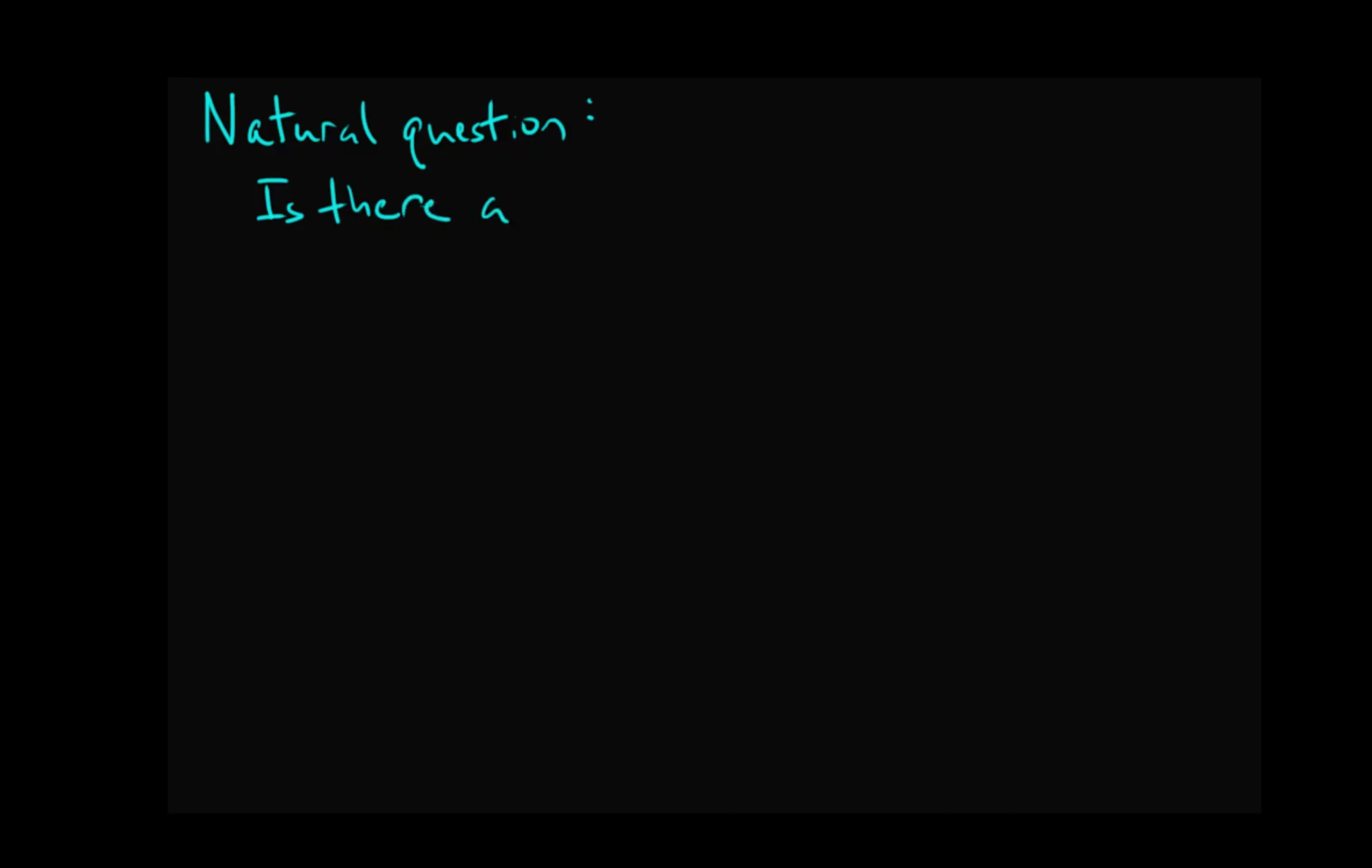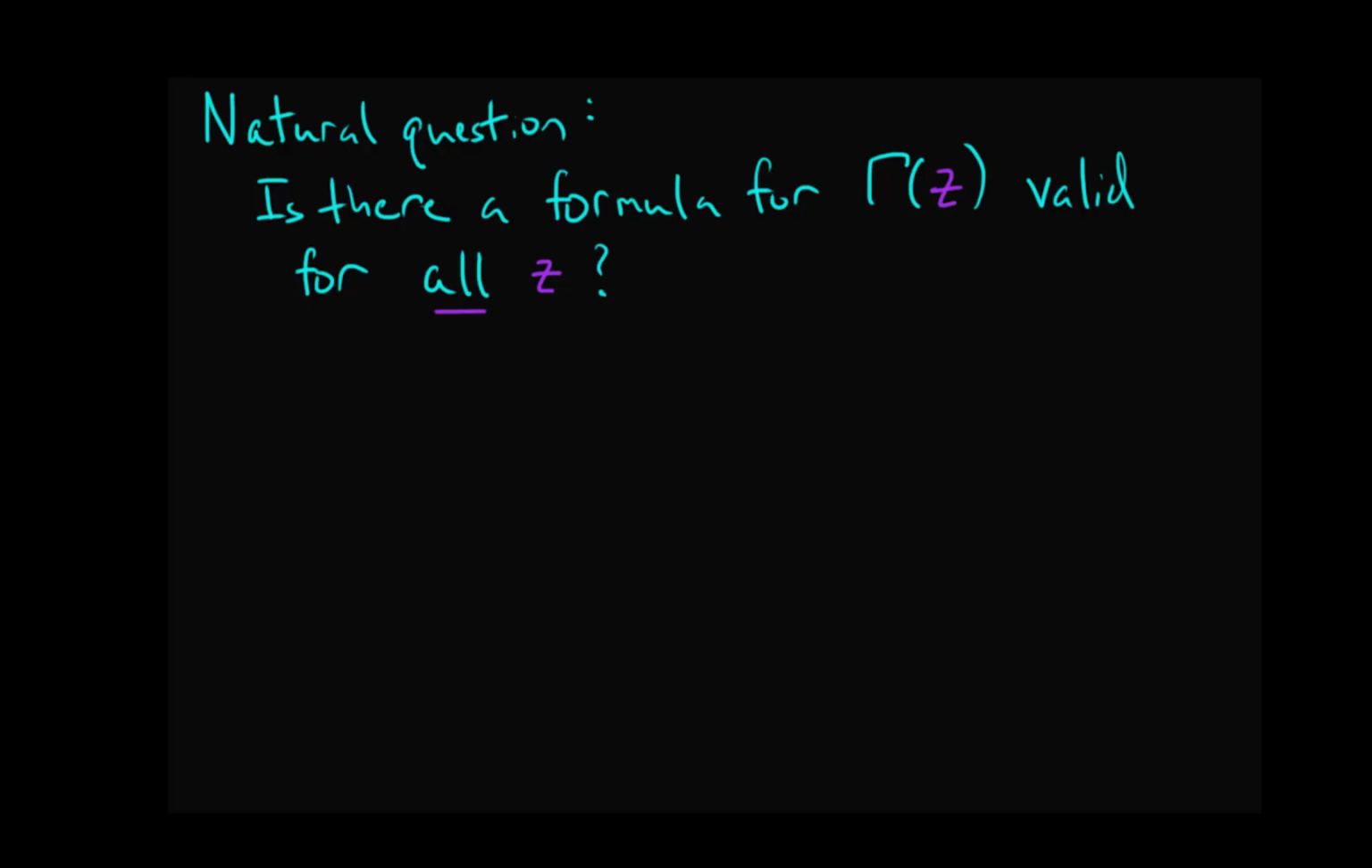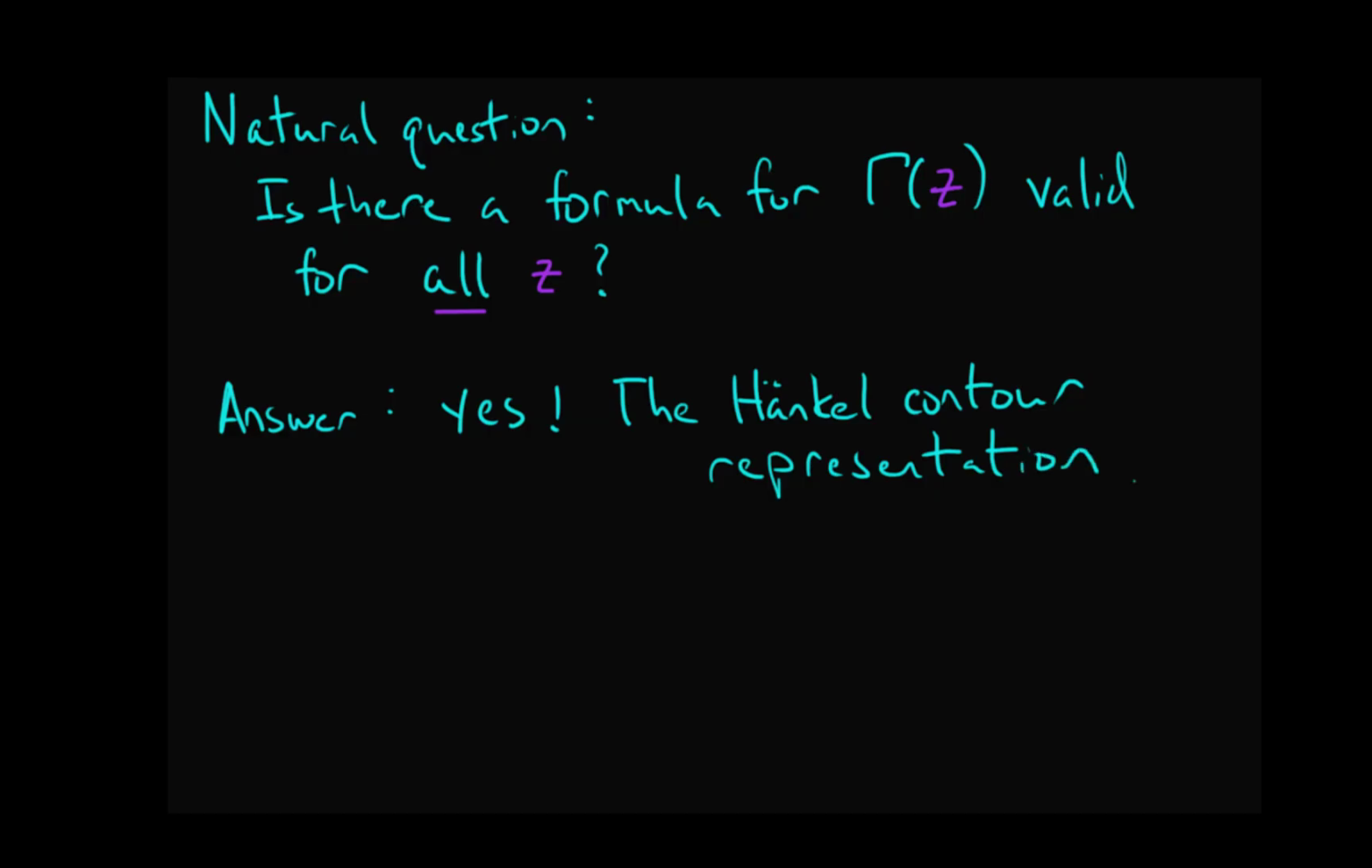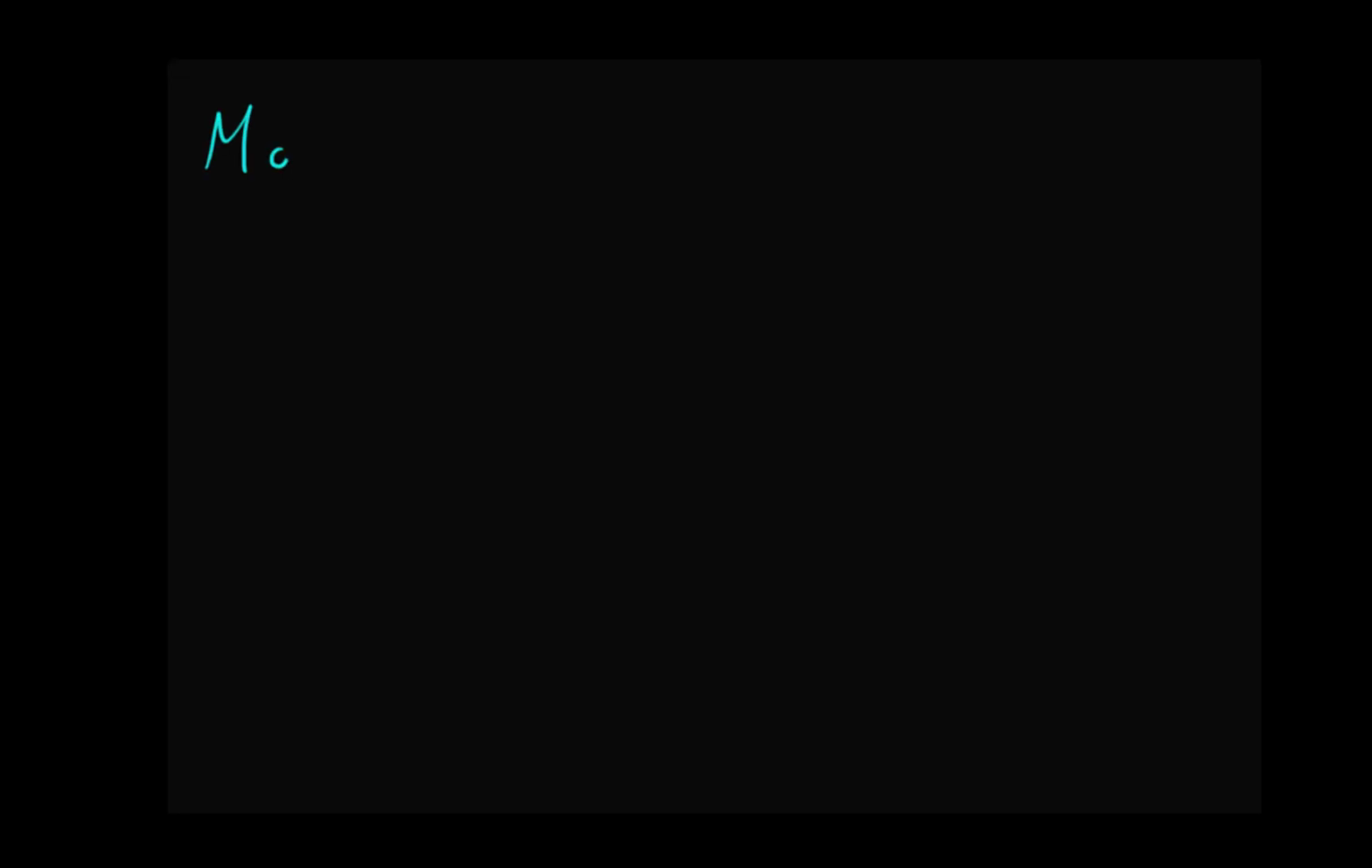But the natural question arises, is there a formula for the gamma function that's valid for all z? In other words, is there a way to write the gamma function in such a way that we don't have to keep doing integration by parts to iteratively extend the domain of convergence of the gamma function? And the answer to that question is yes, there is. And one expression that's valid for all z is the Hankel representation, the Hankel contour representation, which is what we're going to derive in the remainder of this video.